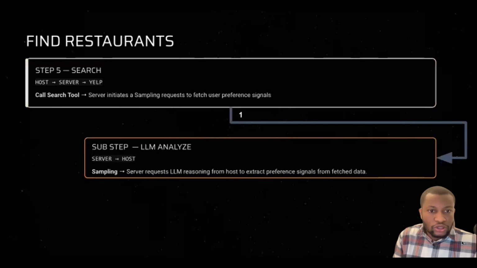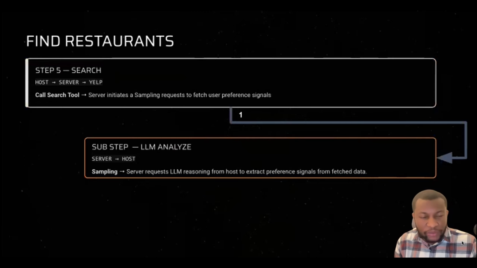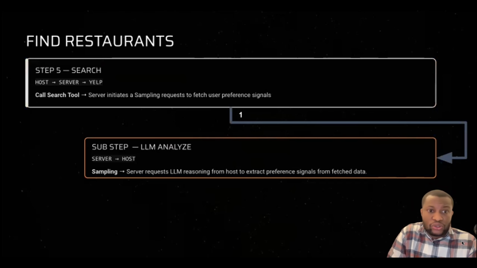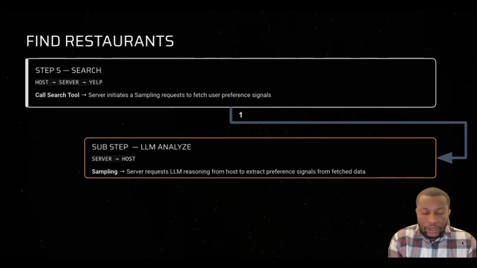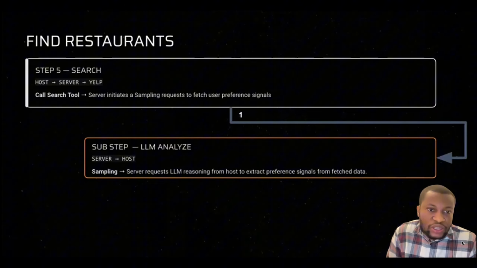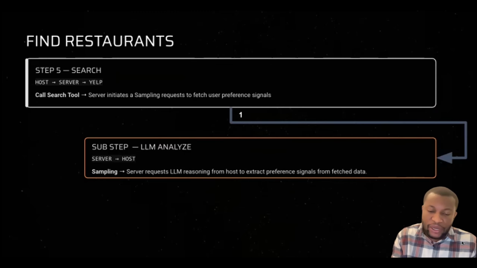and it's also searching for restaurants based on user preferences. So there is a sub step involved here, which is that it needs to invoke the LLM to analyze the user preferences. So what's happening is that the MCP server is going to trigger a sampling request back to the host. This is just the LLM needing to gather the holistic information about the user and then extracting signal data from that and then passing it back, which will eventually be passed back to the MCP server.